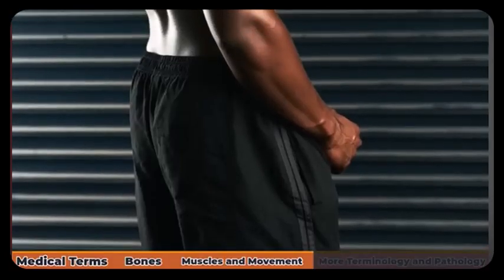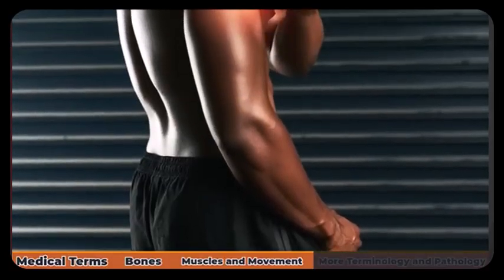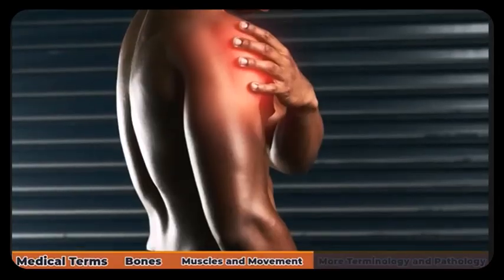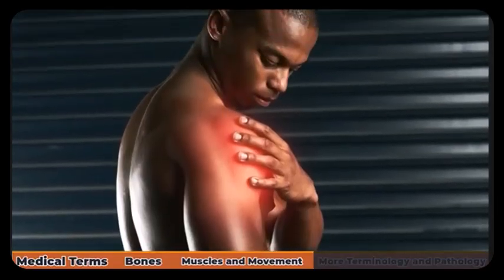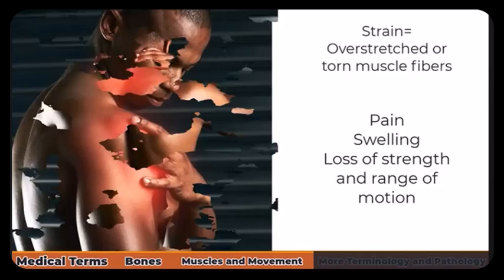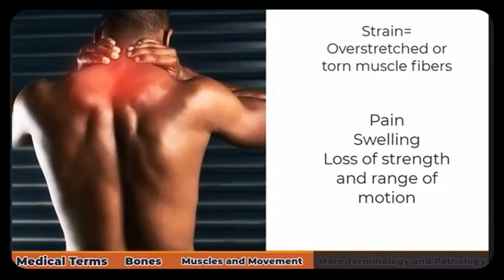What happens when you strain a muscle? When you strain a muscle, it means you've overstretched or torn the muscle fibres. The result? Pain, swelling, and loss of strength or range of motion.